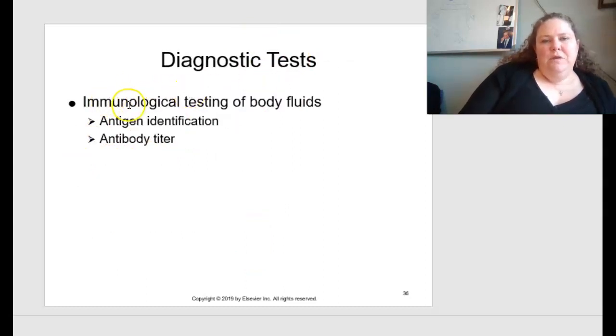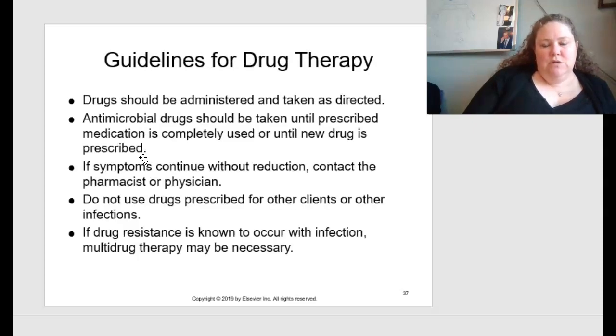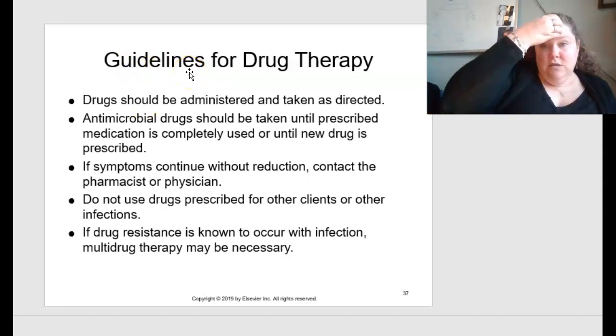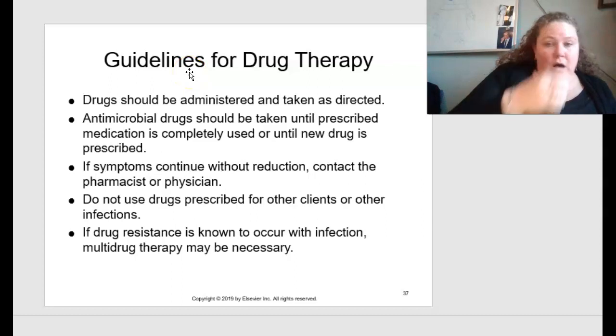You can also have immunological testing of bodily fluids, such as antigen identification or an antibody titer to see which antibody at what level would kill off what you're looking for, the bacteria or the virus. So what about guidelines for drug therapy?